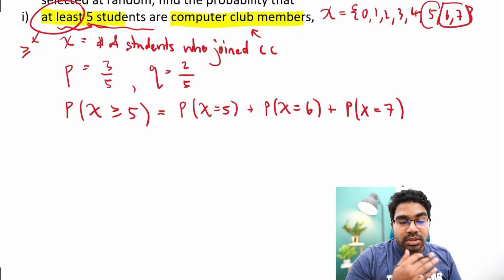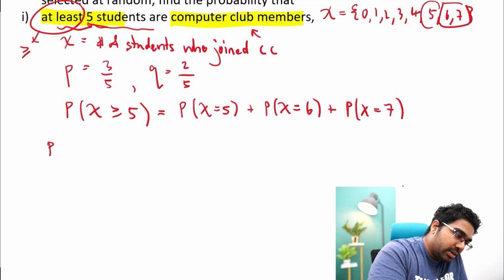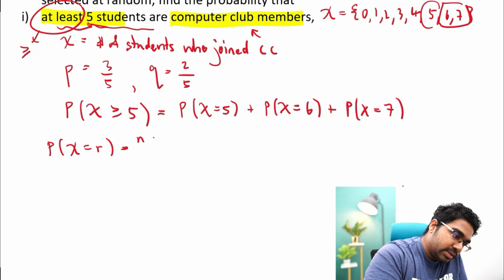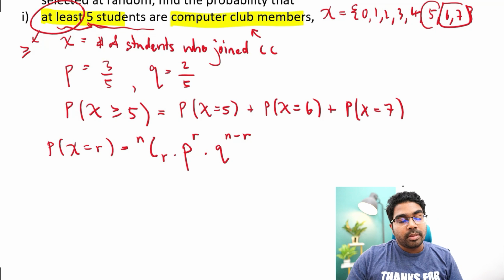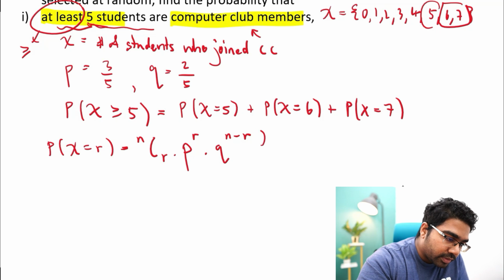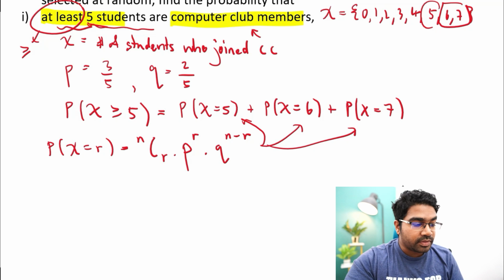Okay, once we have this, we just have to apply the formula. So the formula is the probability of X equals R is equal to nCr multiplied by p to the power of r, multiplied by q to the power of n minus r. So we are just going to apply this for each and every one: for 5, for 6, and for 7. So they are all varying different values of r.